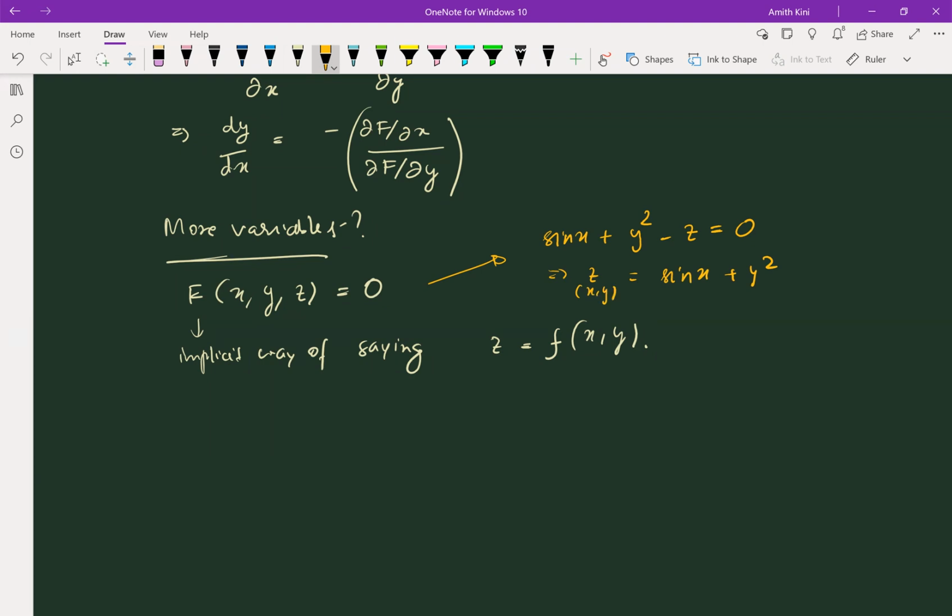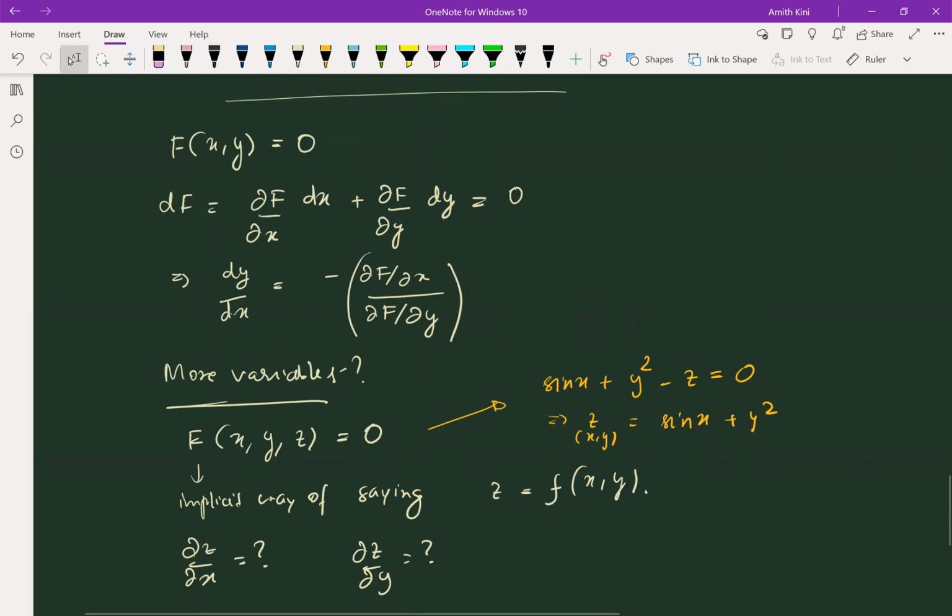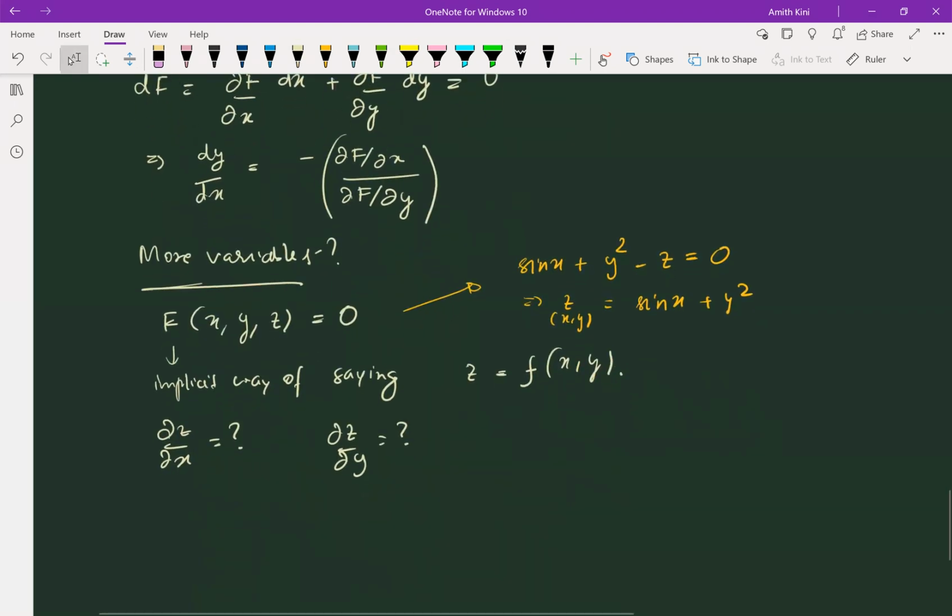So whenever you have this kind of a relation, that's just a different way of saying z is a function of x and y. And therefore you can ask, what is partial z with respect to x and partial z with respect to y? Now again, we have two options. Either rearrange the equation and write it explicitly in terms of x and y and then differentiate, or we do something very similar to what we did earlier: keep the equation as it is and somehow find the partial derivative. So what can we do?